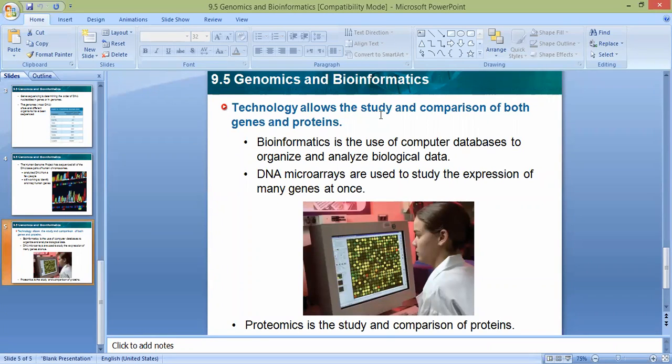Now there is a technique or method used as a computer database to organize and analyze biological data. When you collect any biological data about the sequences of the genome, then there is a computer database called bioinformatics. This is very useful to organize and analyze your data. Microarrays are used to study the expression of many genes. Proteomics is the study and comparison of proteins. Any questions?